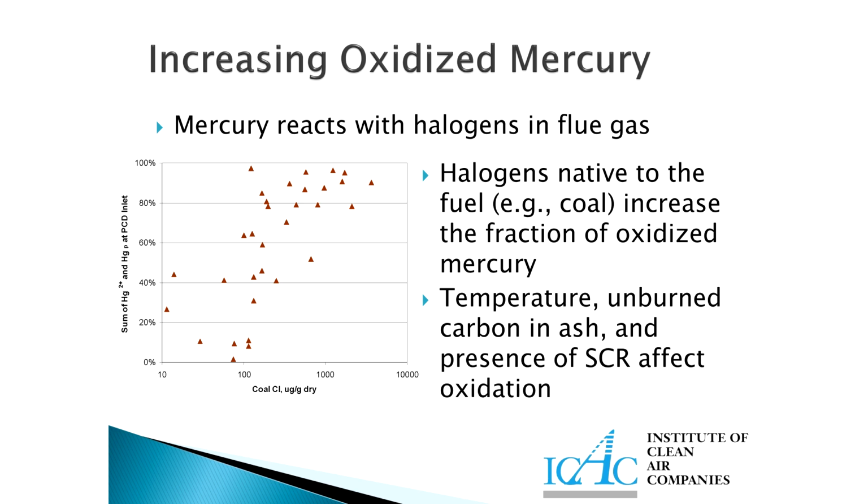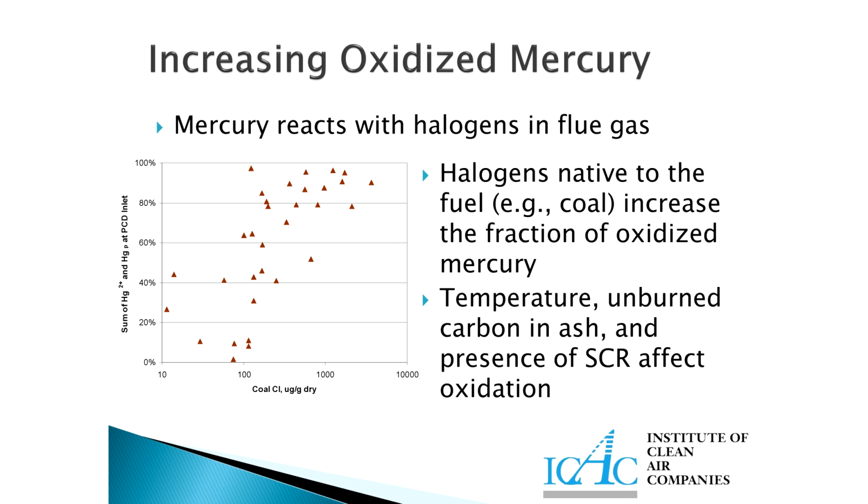There's a lot of scatter in these data, but the temperature in the flue gas, the amount of unburned carbon in the flue gas, whether or not there's an SCR upstream, all affects that. But for coals that have a lot of chlorine, for example, and that's mostly eastern bituminous coals in the US, there tends to be a lot of oxidized mercury and the potential for good capture in existing devices.